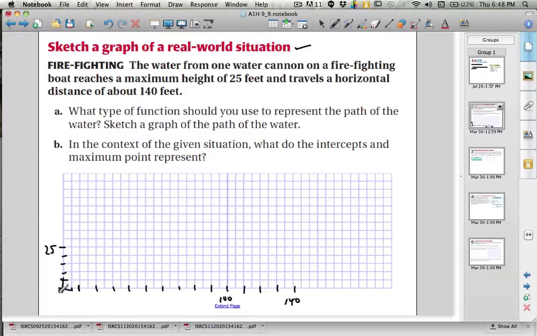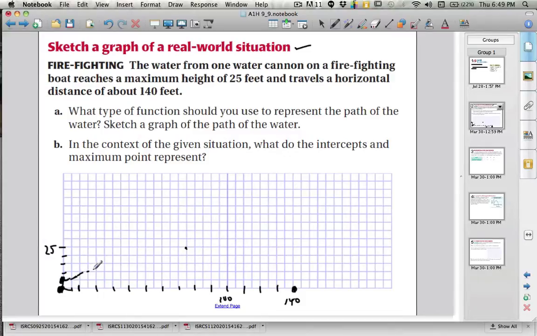So we know that the water's going to start from wherever the height of the boat is. It's not going to be right on the water level. The boat gunnels will be above the water line, and the gun will be above that. And we know that it's going to hit the water here at 140 feet. And it's going to peak somewhere in the middle. Let's say that's at 70 feet, 10, 20, 30, 40, 50, 60, 70. Not quite. It'd probably be a little more than that at about 25.